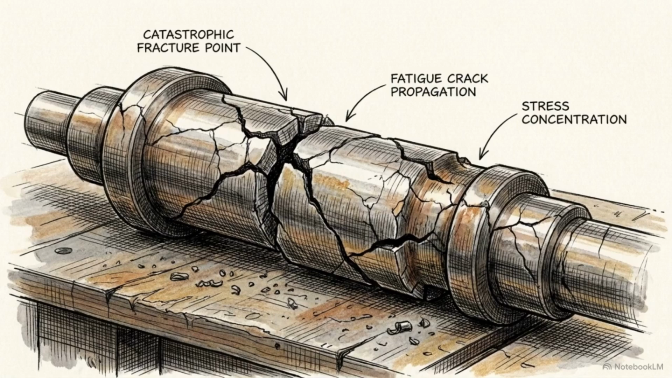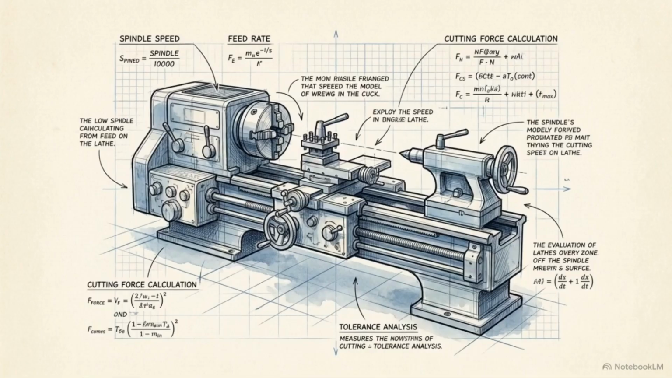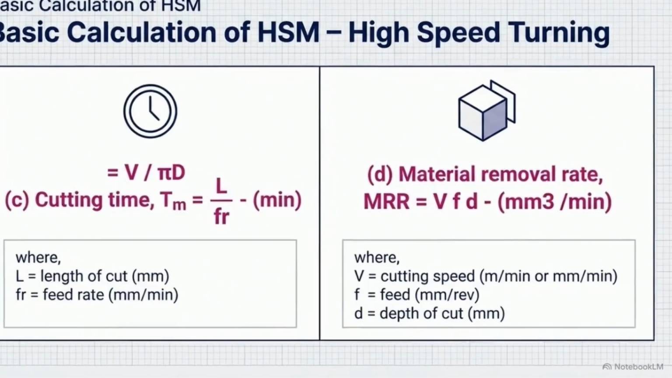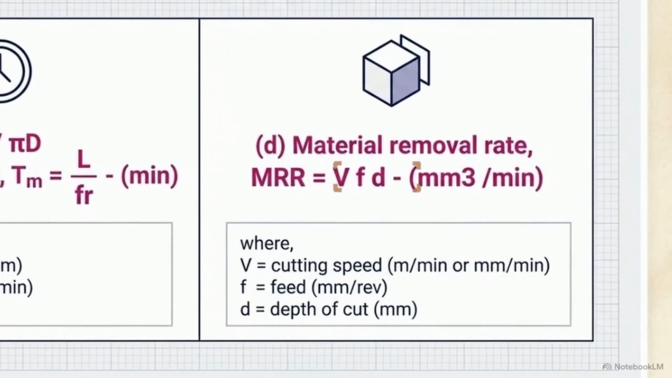Without rigorous adherence to all 7 pillars, increasing spindle speed will simply result in the rapid destruction of the manufacturing equipment. We can prove the productivity of these systems using the mathematical model for high-speed turning. Engineers rely on these 2 formulas to benchmark efficiency, cutting time, and the material removal rate. The material removal rate requires 3 inputs: cutting speed, feed per revolution, and depth of cut.